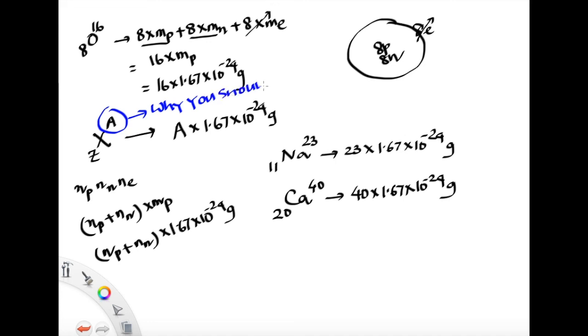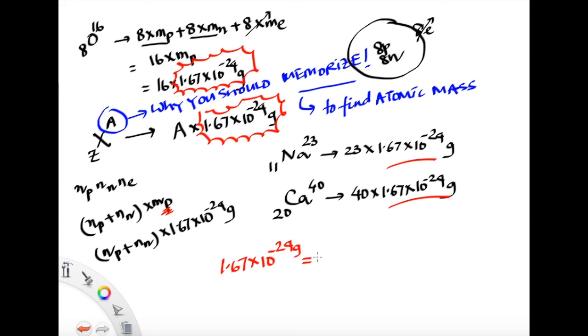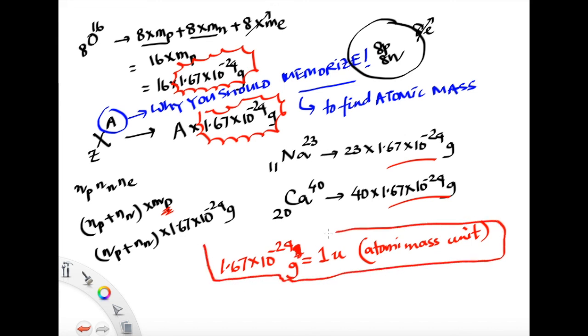Thus, it is very clear why we should memorize the mass numbers, because the mass of any atom will be mass number multiplied by 1.67 into 10 to the minus 24 grams. Thus, this value 1.67 into 10 to the minus 24 grams is going to get repeated over and over again everywhere. So we have termed this as 1 U, which is known as the atomic mass unit.